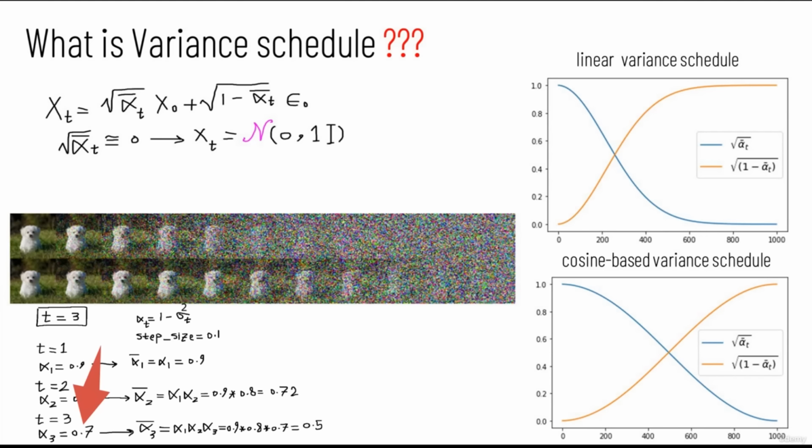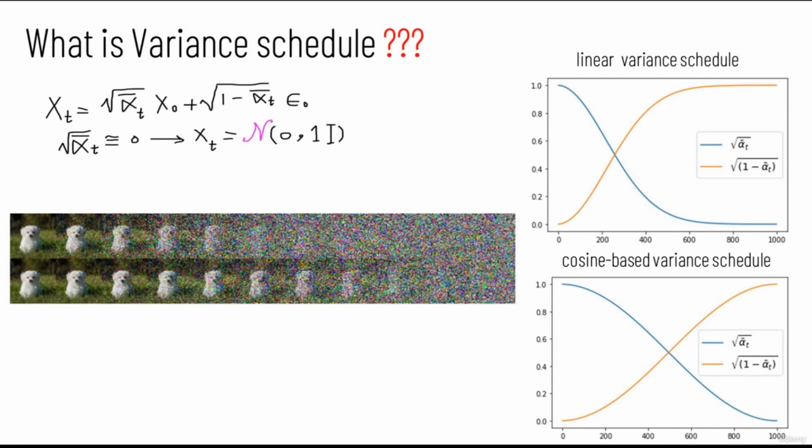Now let's compute alpha bar at time step 3, which is equal to alpha at time step 1 times alpha at time step 2 times alpha at time step 3, which is equal to 0.9 times 0.8 times 0.7, and the results will be equal to 0.5. So here, alpha bar at time step 3 is smaller than the previous alpha bar, which is alpha bar at time step 2.